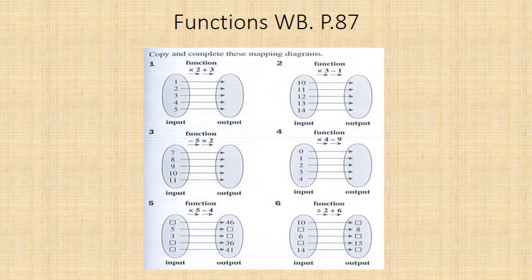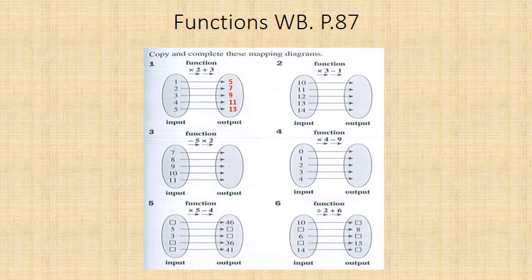1 times 2 equals 2 plus 3 equals 5. 2 times 2 equals 4 plus 3 equals 7. 3 times 2 equals 6 plus 3 equals 9. 4 times 2 equals 8 plus 3 equals 11. 5 times 2 equals 10 plus 3 equals 13. So this is the answer. It's very easy and very simple. So let's go for the second question here.